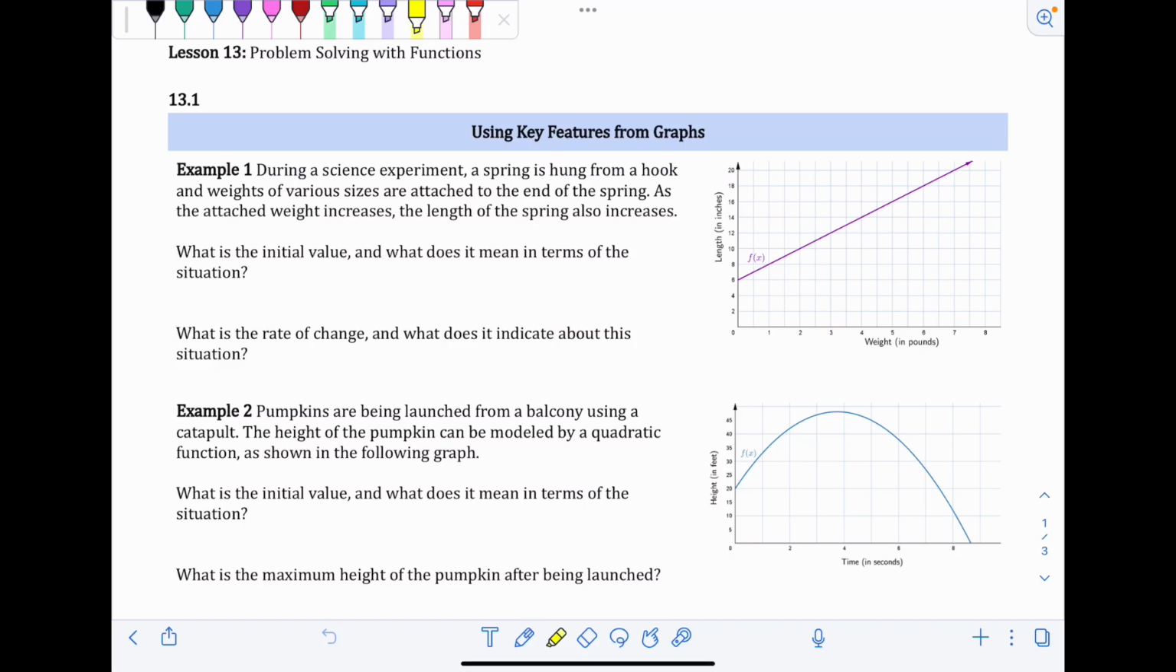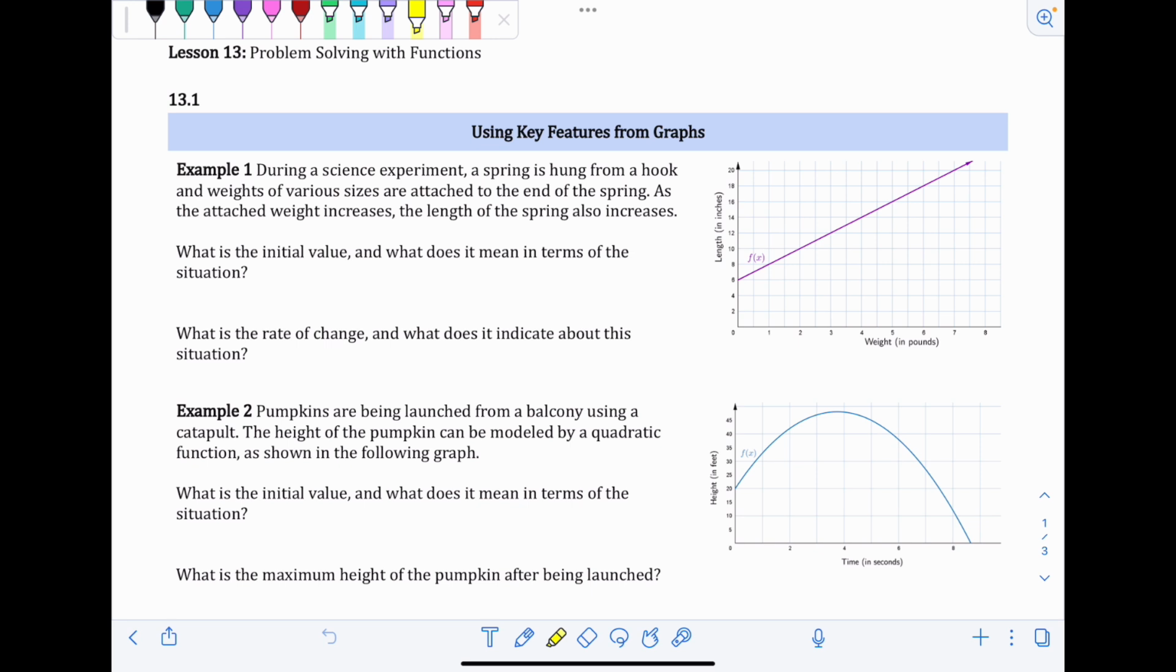Lesson 13 is called Problem Solving with Functions, and in 13.1 we're going to be looking at graphs and finding key features from them. So example 1 says, during a science experiment, a spring is hung from a hook and weights of various sizes are attached to the end of the spring. As the attached weight increases, the length of the spring also increases.